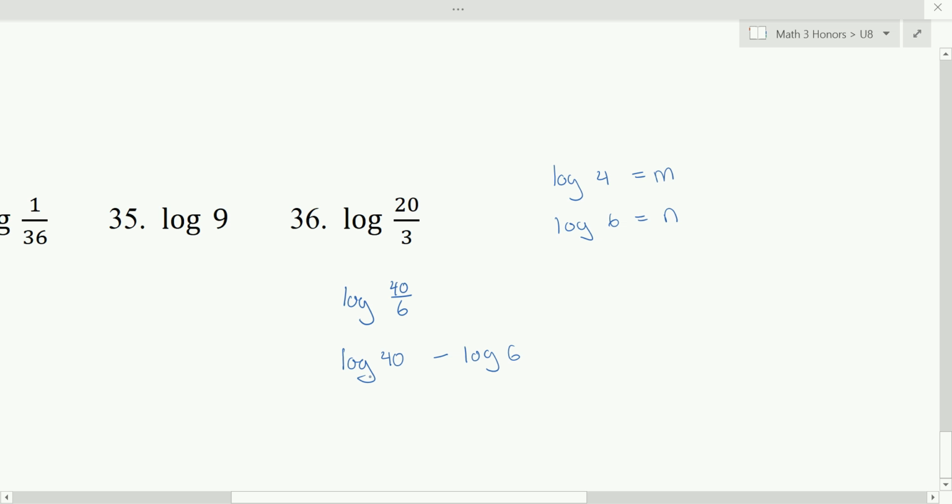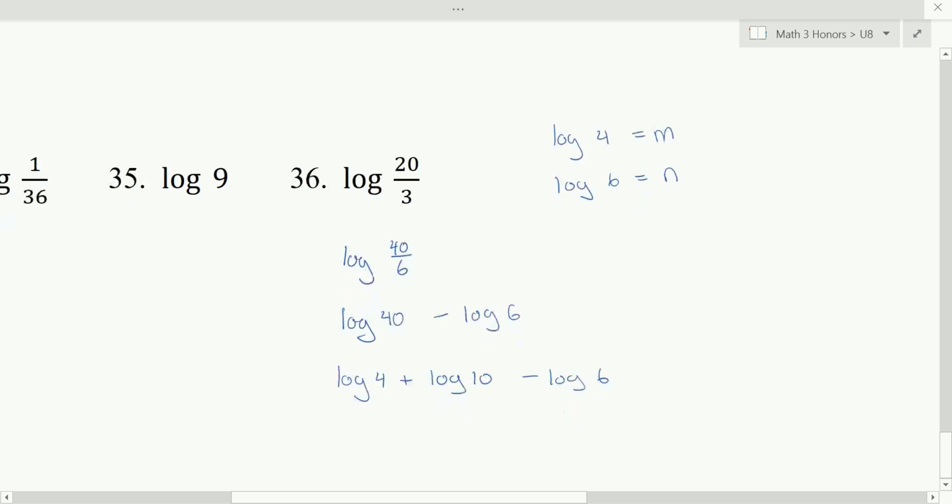What'd you say? So log 4 plus the log of 10 minus the log of 6. Now, log of 4 is m. Log of 10, we seem stuck there. Log of 6 is n. Log of 10 is what? It's 1. Good. Because our base is 10.